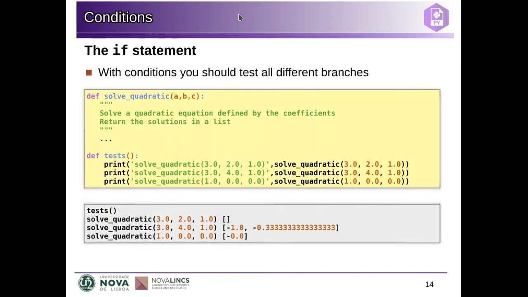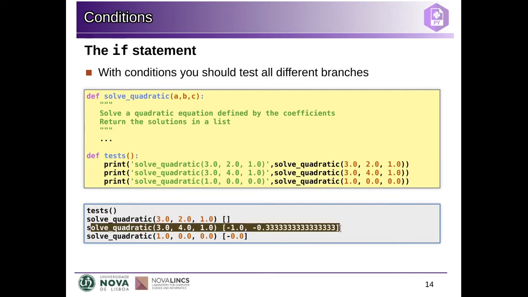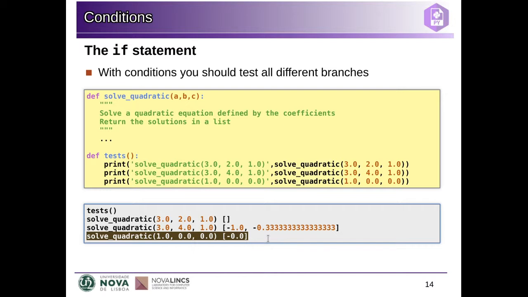When you are using conditions, it's important to find tests that cover all branches. So in this case, we are testing one quadratic curve that has no real roots, another one that has two different real roots, and another one that has one double root. So it's only one root here.